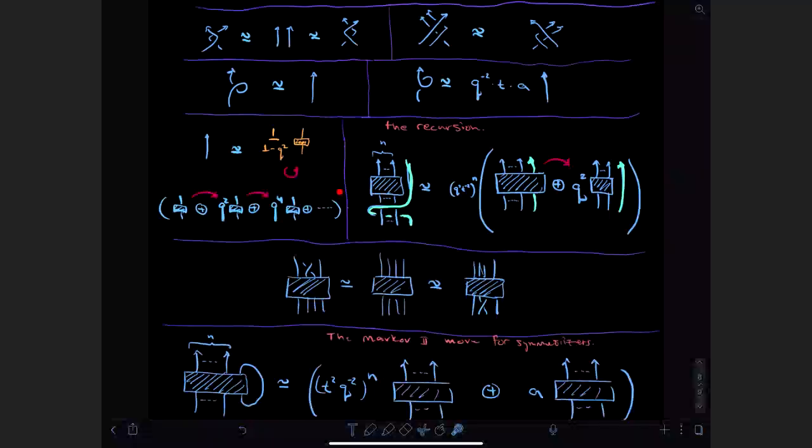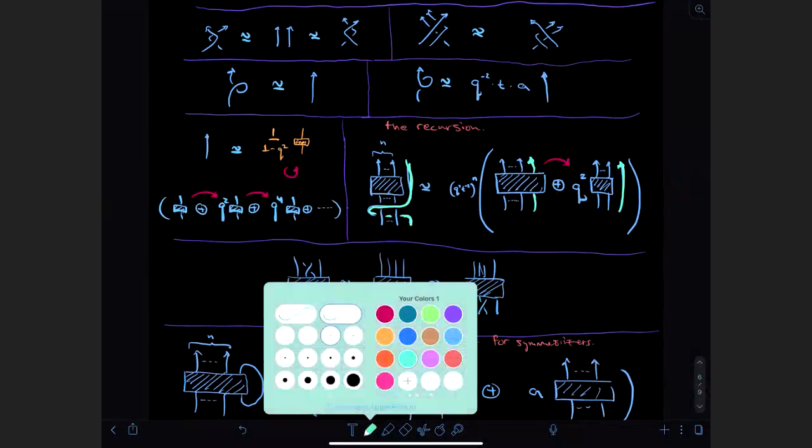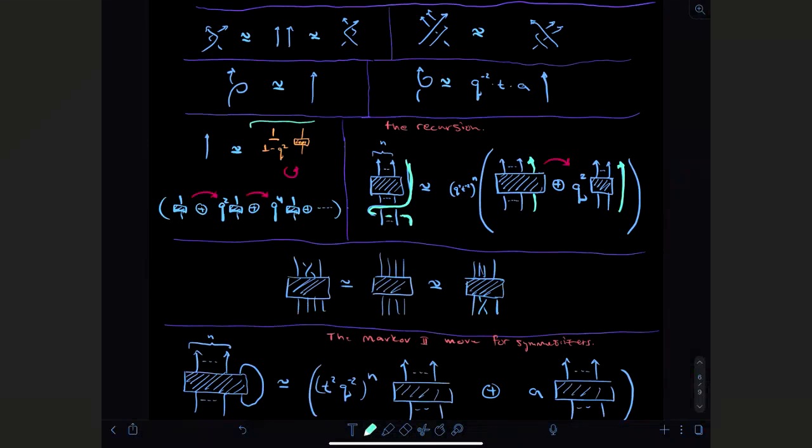If we wanted to, we could indicate this with some shorthand. This is just an infinite direct sum of many copies of this symmetrizer on one strand with some internal differential, and we could indicate it somewhat abusively by this notation.